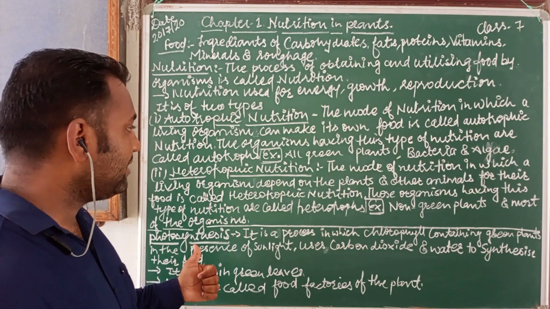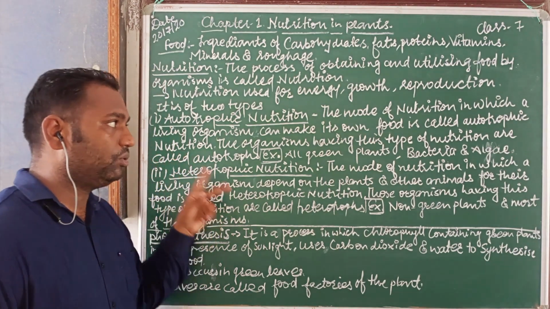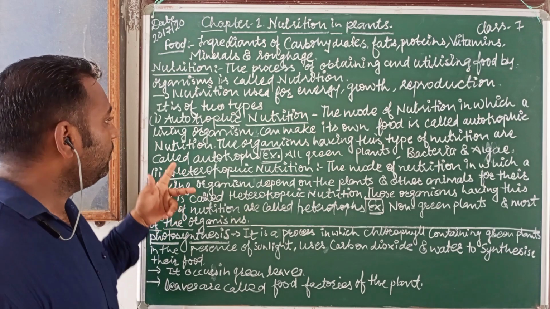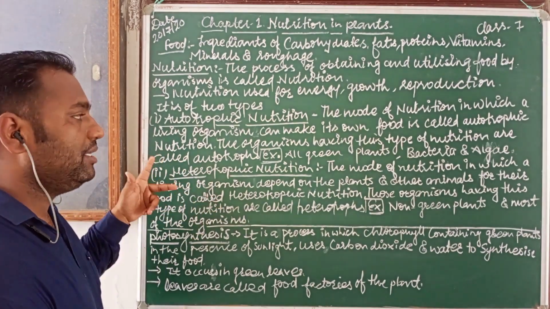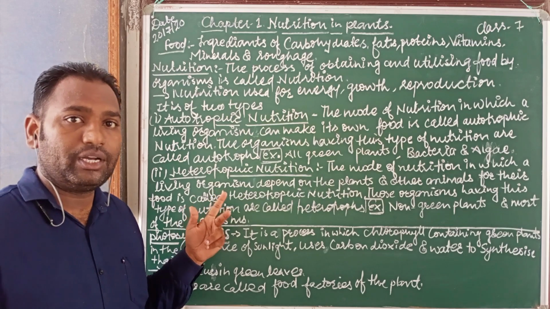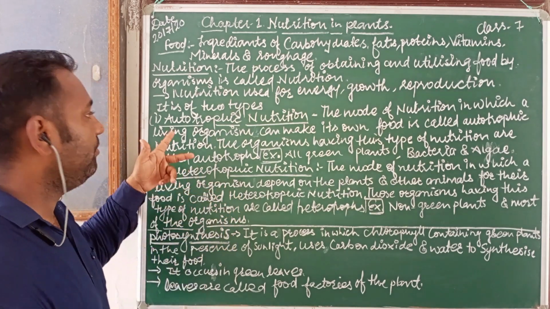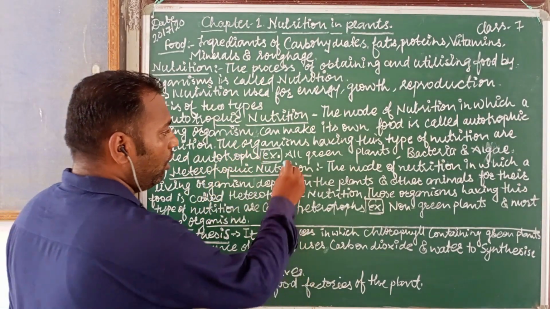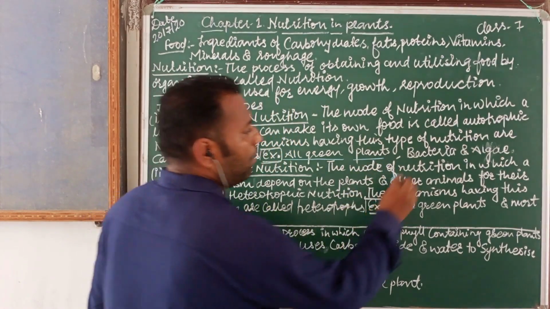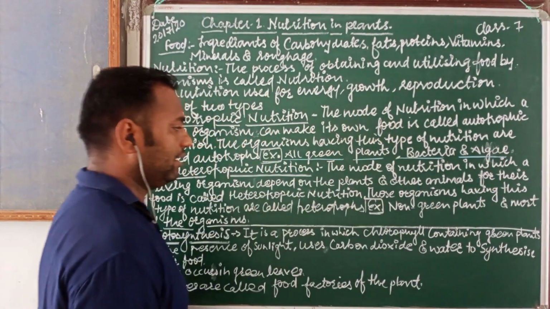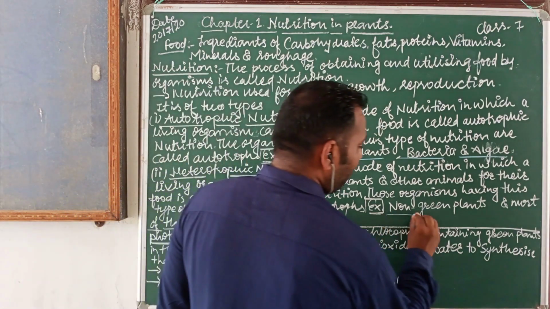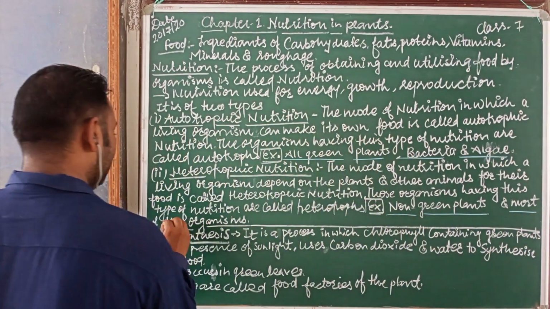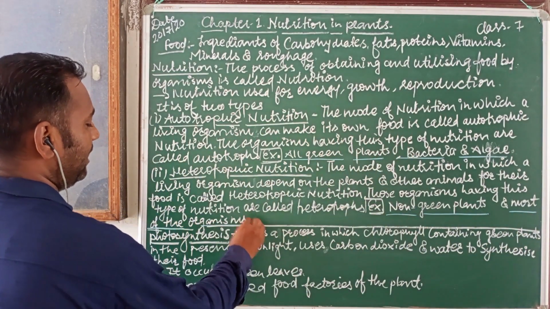I hope you already understood these two things, autotrophic and heterotrophic nutrition. Once again, I can remind you: auto means self-prepare and hetero means depending on others. If we are depending on others, we are heterotrophic, and if we are making our own food, we are autotrophic. All green plants, bacteria and algae are autotrophs. Non-green plants are those not having chlorophyll, and most organisms and animals are heterotrophs.